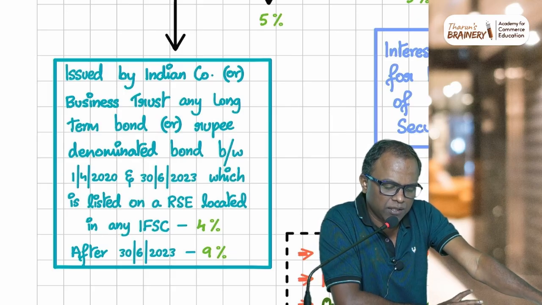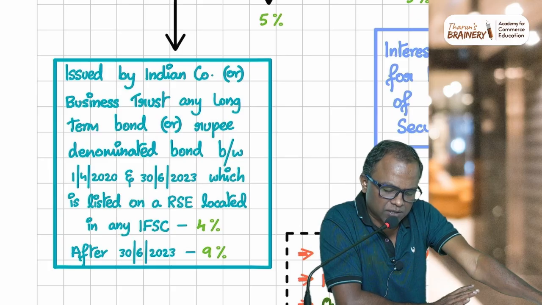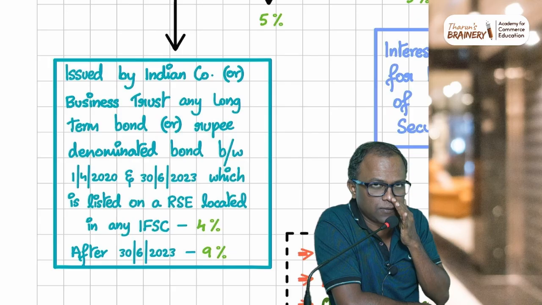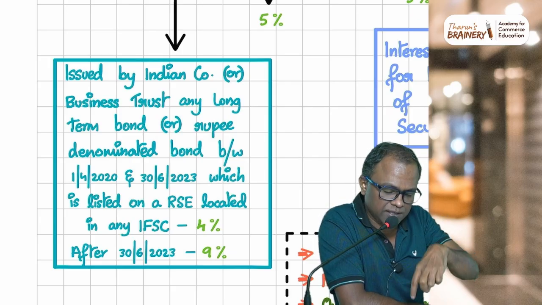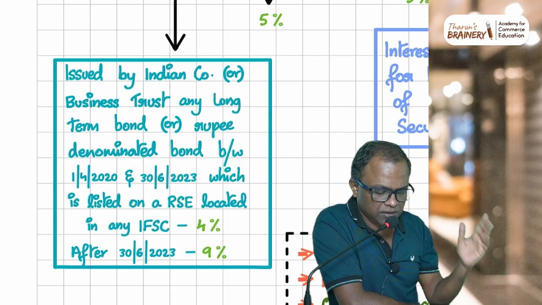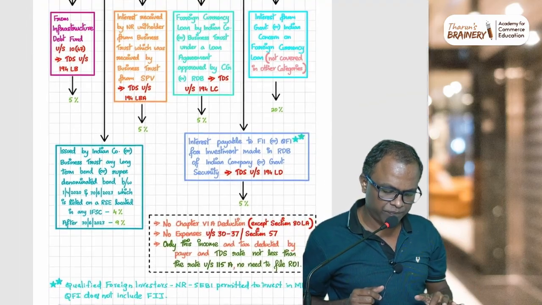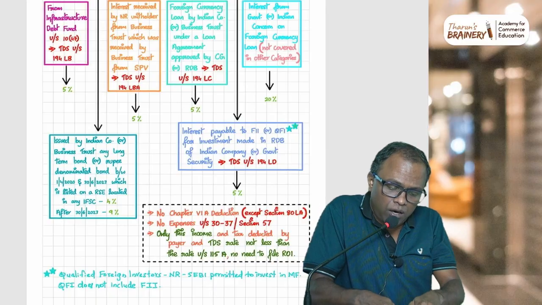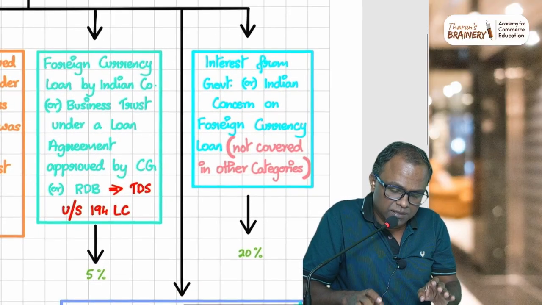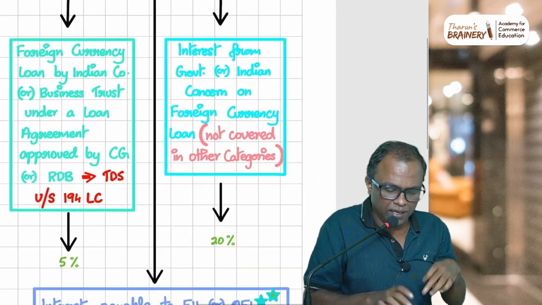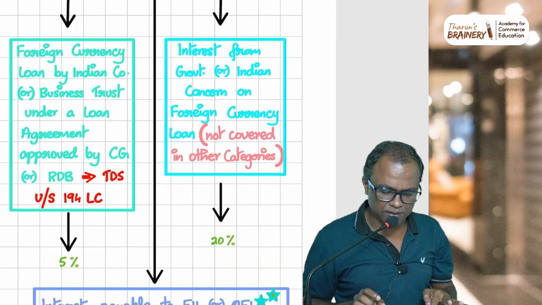The long-term bond or RDB should be issued between this period, plus that bond is listed on a recognized stock exchange located in the International Financial Service Center, that is GIFT City, Gujarat. So if these two conditions are satisfied, between this period the rate is 4%, but after 30th June 2023, the rate will be 9% for the interest received. And in all other cases, if the loan is given to an Indian entity but not covered in all these three or four categories, and the debt is incurred in foreign currency, then 20%.